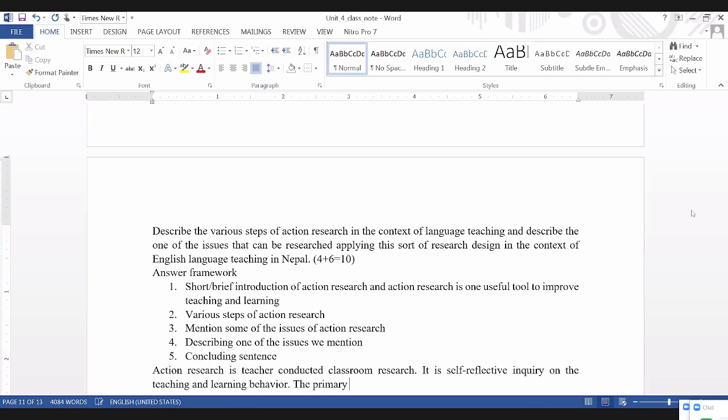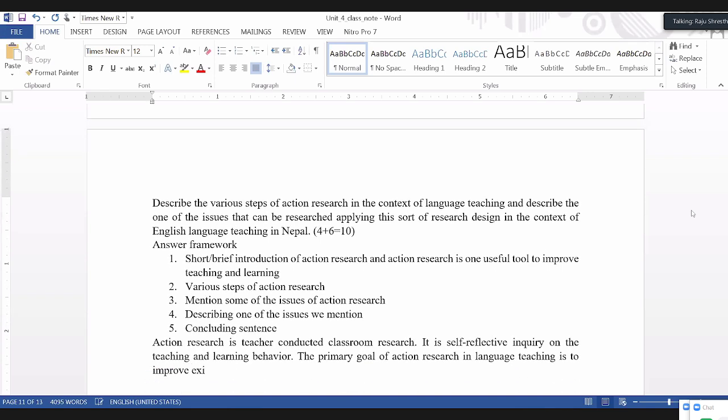The primary goal of action research in language teaching is to improve the existing situation rather than to prove some theory or anything else.